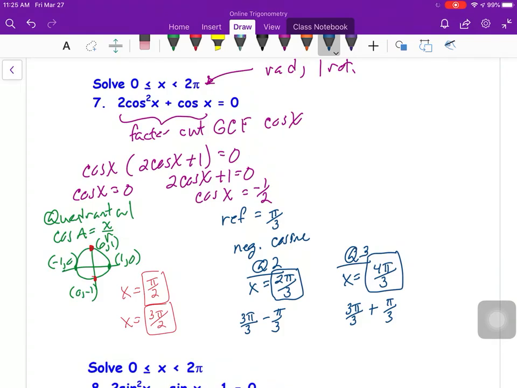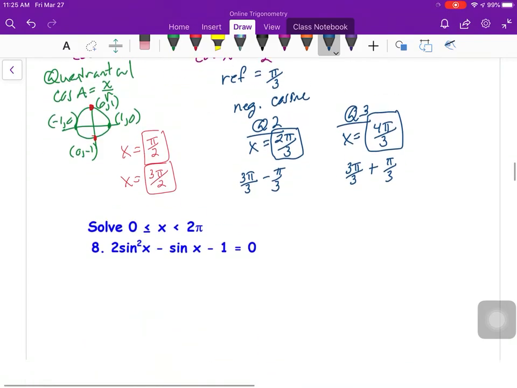Notice I boxed them immediately. No need to check. We didn't square both sides. We just factored.